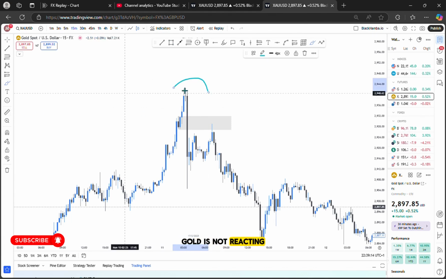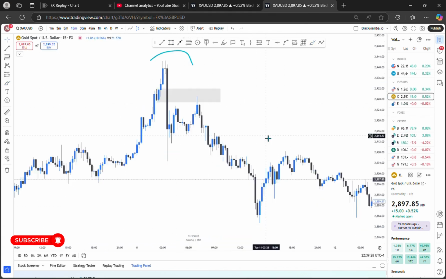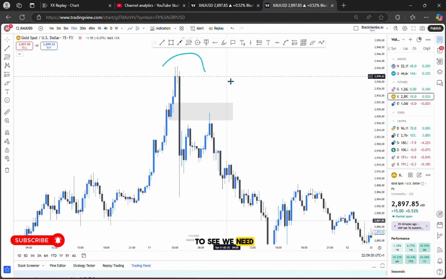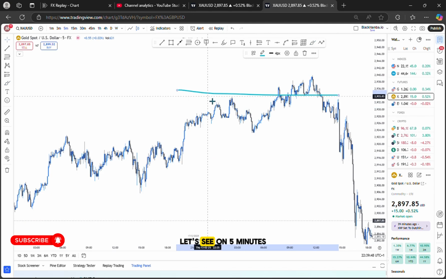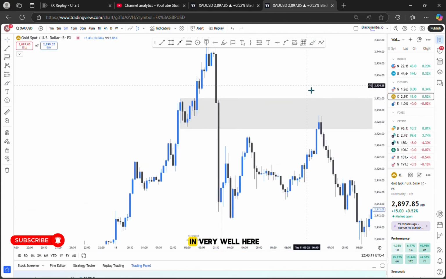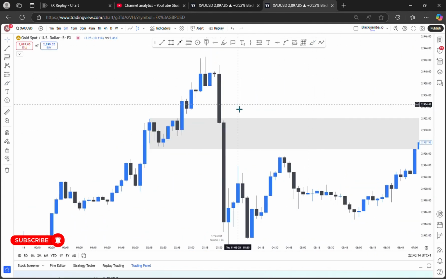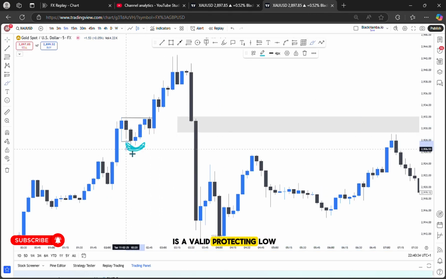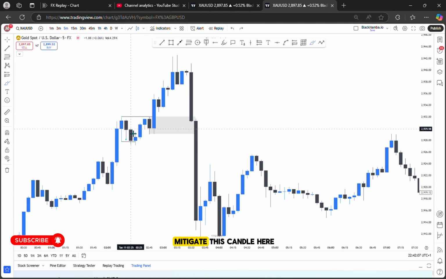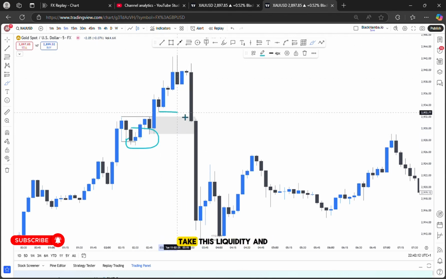So gold is not reacting to any POI on a higher time frame. But what do we need to see? We need this valid demand the price was supposed to respect. Let's see on 5 minutes. We should zoom in very well. Here you see that gold actually swept liquidity here and broke structure, which indicates that this is a valid protected low, and price has already mitigated this candle here. We'll be expecting price to trace back down, take this liquidity and mitigate this demand here.